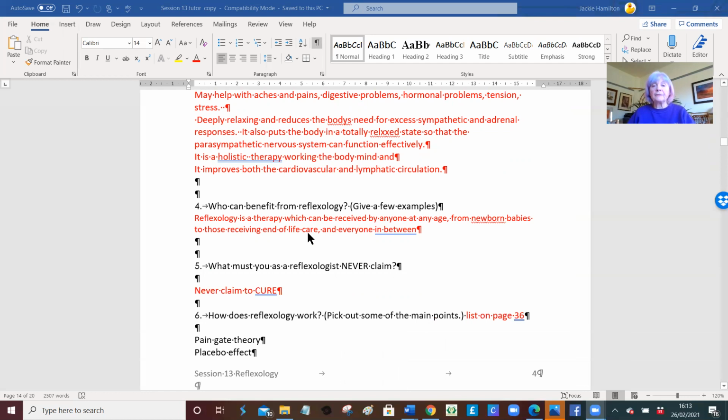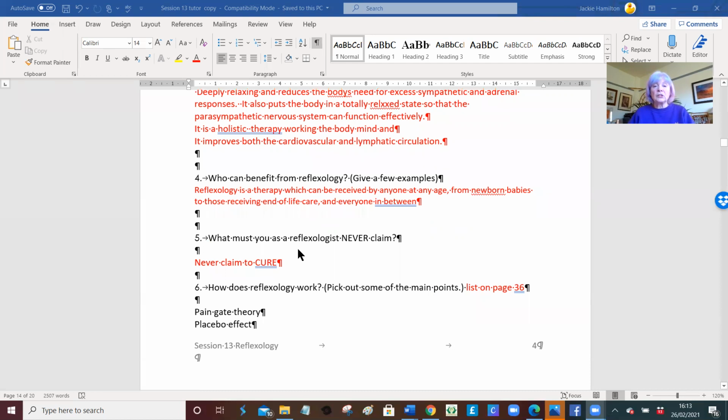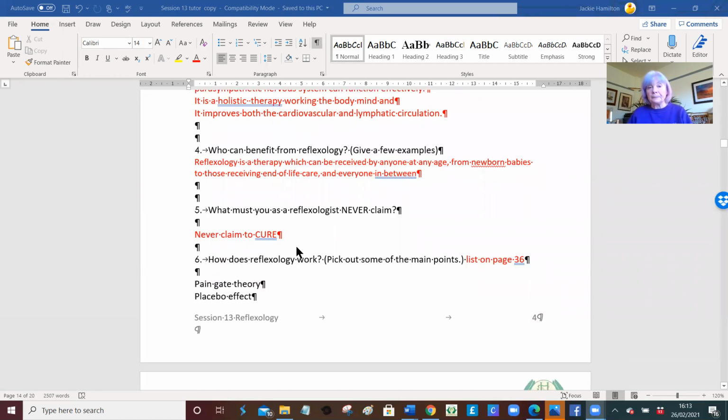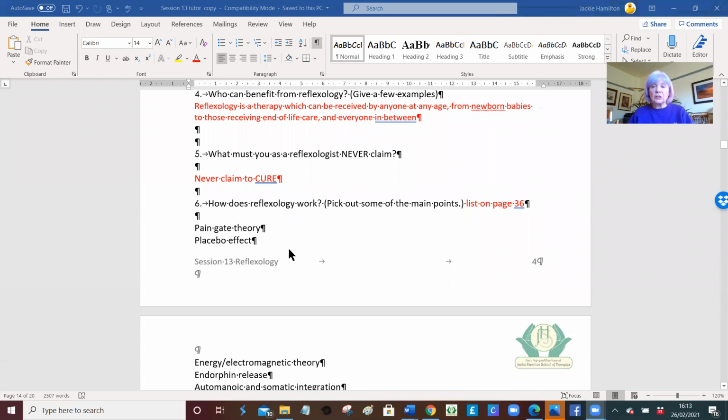So who can benefit from reflexology? I've taken this off the AOR website as well. Reflexology is a therapy that can be received by anyone at any age. So that's newborn babies to those receiving end of life and everyone in between. So it could be babies to elderly people and everyone in between. What must you never claim? Never claim to cure.